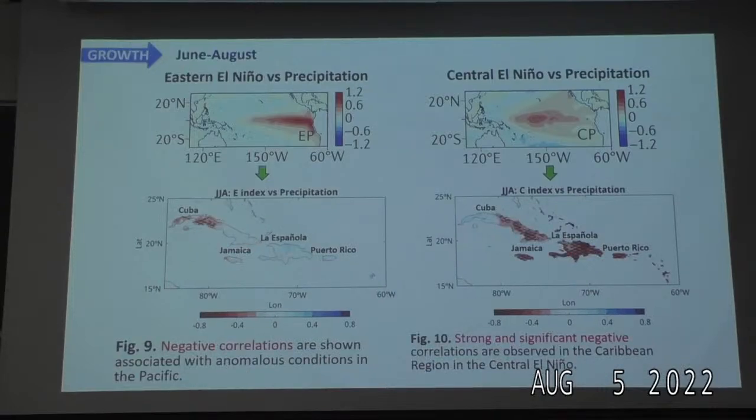Then the other season that we're studying in the Caribbean is the growth. As I said before, the growth is when we start to see the sea surface temperature warming up in the Pacific. In both the Eastern and the Central El Nino, we have a strong and significant correlation, because in the Central El Nino we have dry conditions in the whole Caribbean, and it's very significant. While in the Eastern El Nino, we have the same behavior, but it's not significant.